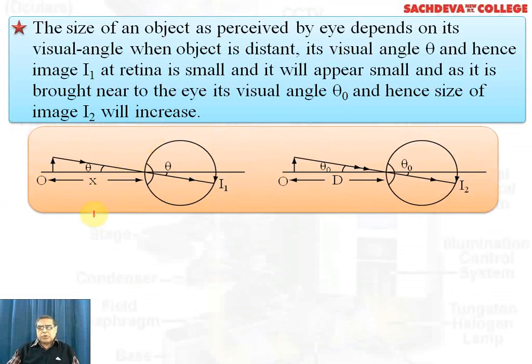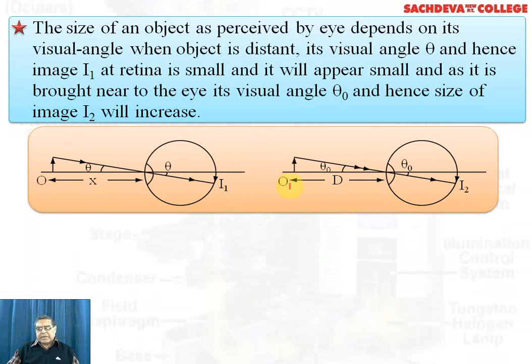Now, the two figures are shown here. In the left side figure, the visual angle is theta. The object is situated at O, and x is the distance of the object from the lens. In the usual conventions, this distance can also be conveyed by u, and the image distance is conveyed by v. So if the object is O, its image will be I1 and the visual angle will be theta. Now we come towards the right side figure.